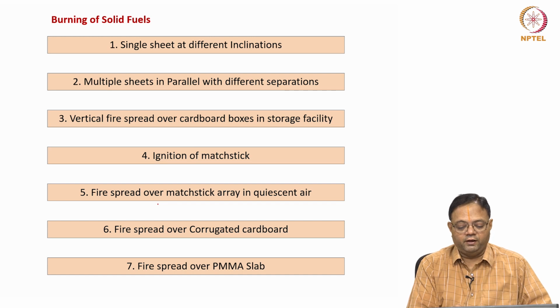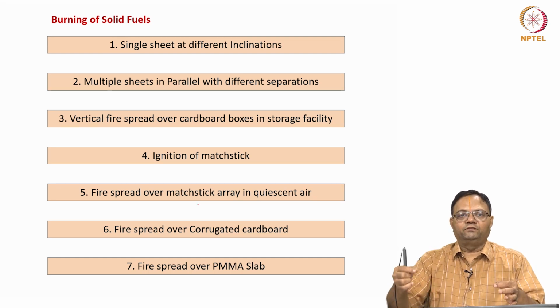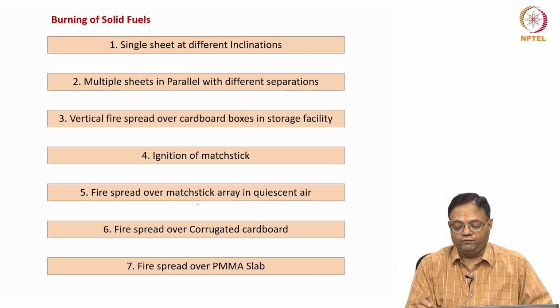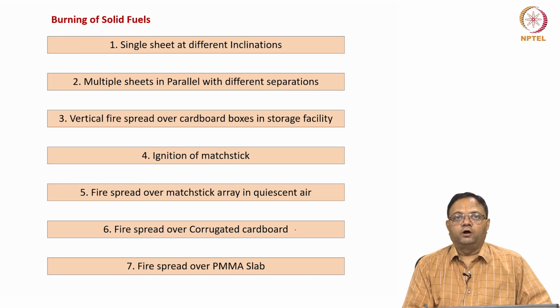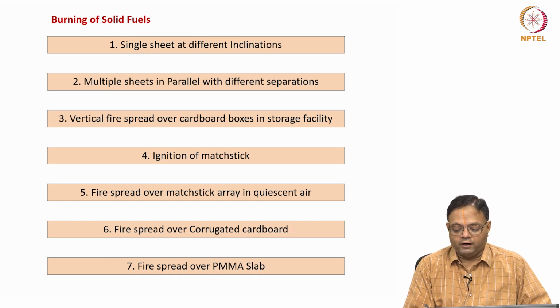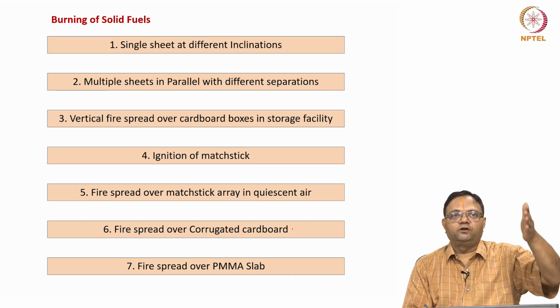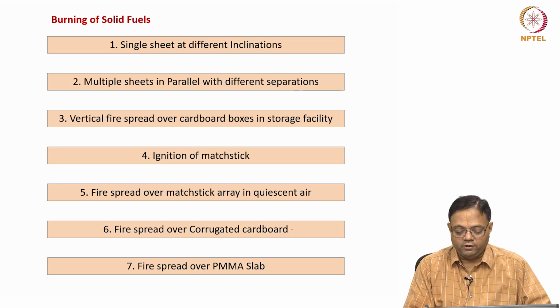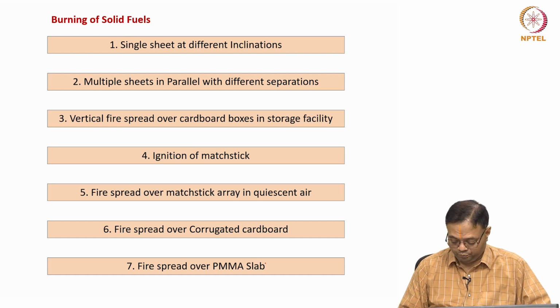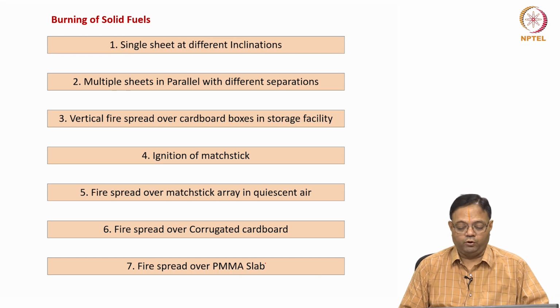Then we will see the experimental video of flame spreading over a matchstick array, a single array of matchsticks kept at some separation distance, how the flame spreads. Then, for storing we use corrugated cardboard. One sheet of the cardboard, how it burns in a vertical orientation, we will see that. Finally, we will see the downward flame spread on a PMMA slab, which is thick fuel now.